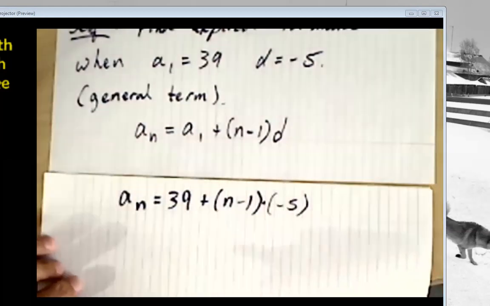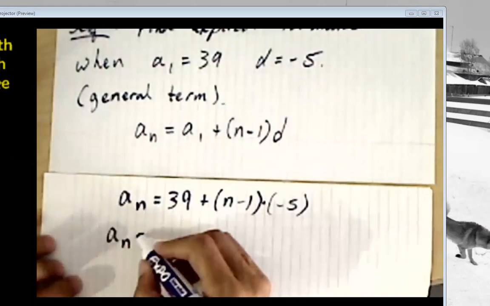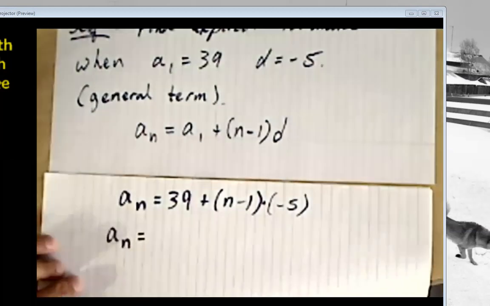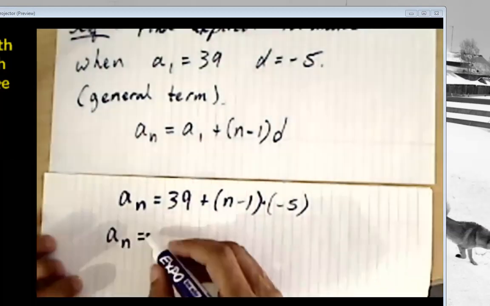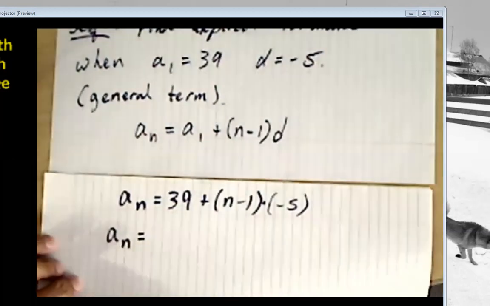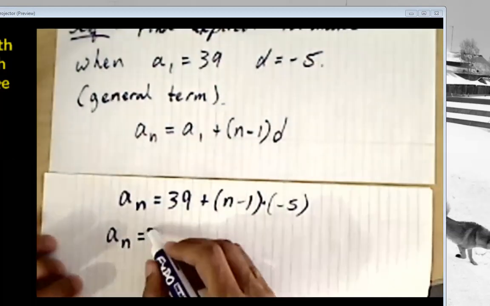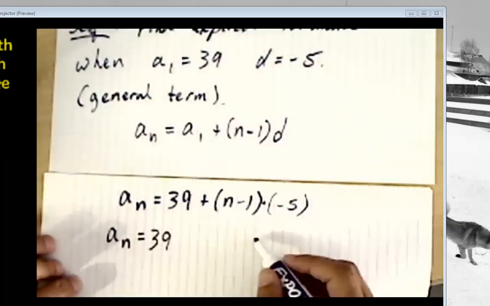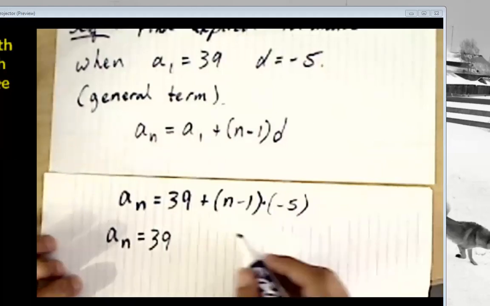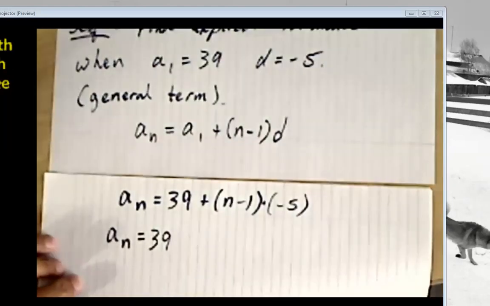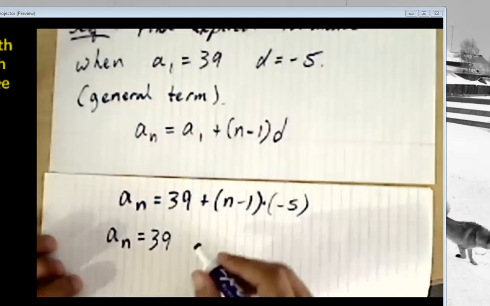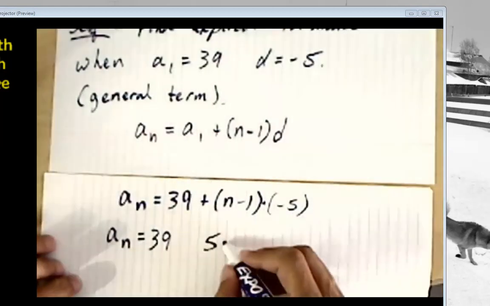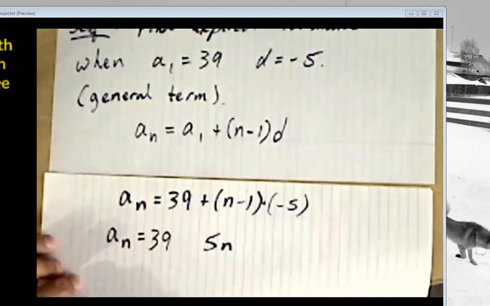Okay, so what happens next? AN is going to equal... Yeah, go ahead, Hadil. Multiply 5. So it equals 39 plus 5 and minus 5. There's got to be an N in there. I said there has to be an N in there somewhere. Yeah, 5N plus 5 and plus minus 5.